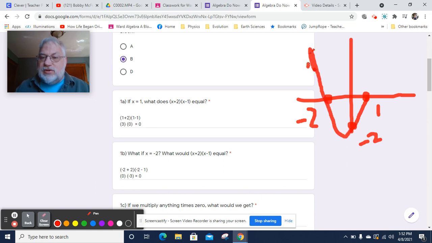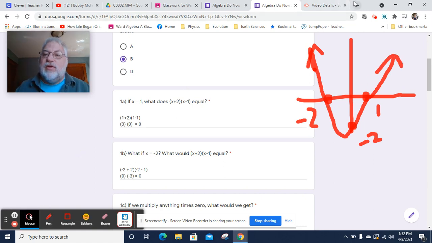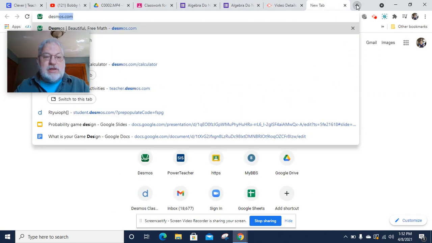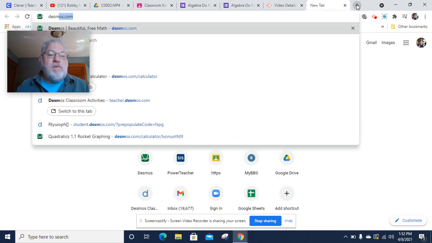That was a little too jagged at the bottom. Can I undo that? No, I can't really undo that. At any rate, it's going to be a parabola. It goes up like that. I'll go ahead and not do it that way. I'll just graph it on Desmos just so you can see what that looks like.